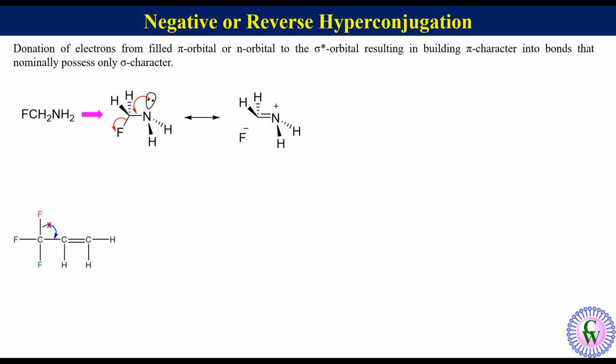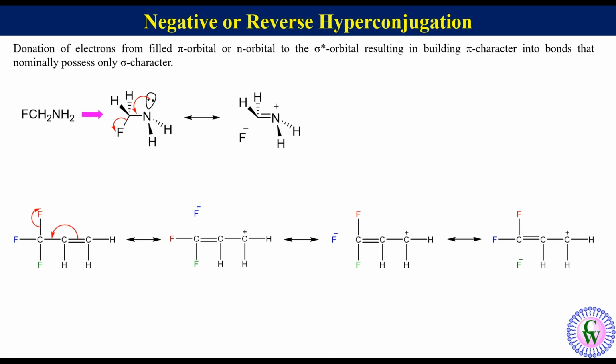Here, the electrons from the filled pi orbital are donated to the sigma star of the C-F sigma bond, resulting in pi bond formation between the middle carbon and the carbon bearing fluorine, and breaking of the C-F bond to generate this hyperconjugative structure. Similarly, breaking the other two C-F sigma bonds can produce two more hyperconjugative structures.